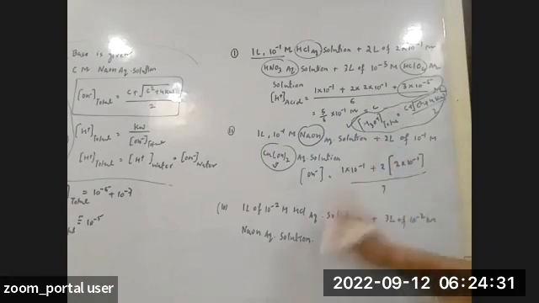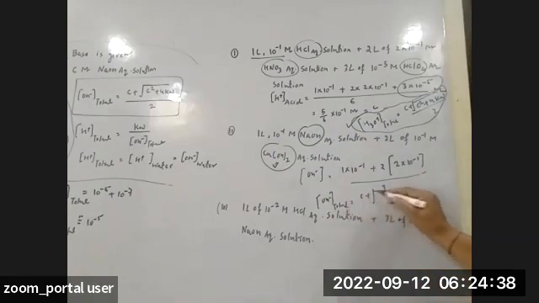Now again, this is C. Now, how will we calculate OH minus total? It is C plus root C square plus 4KW, by 2. Understood?